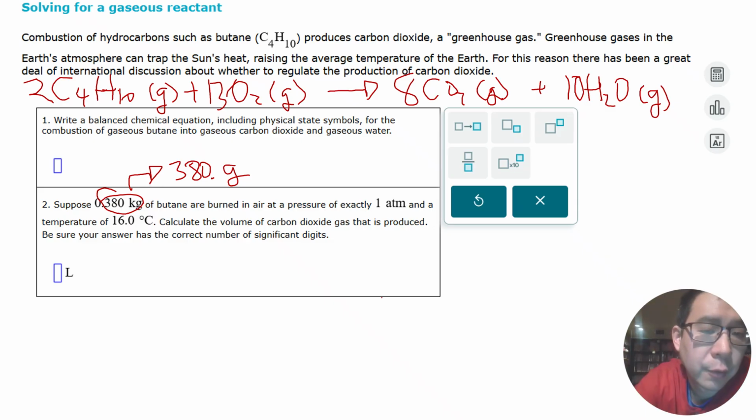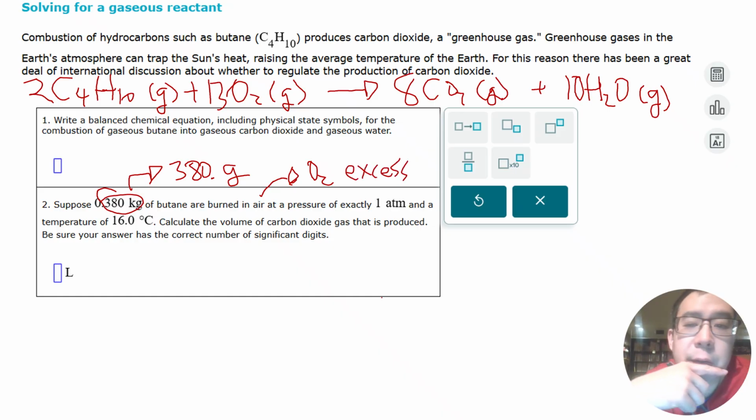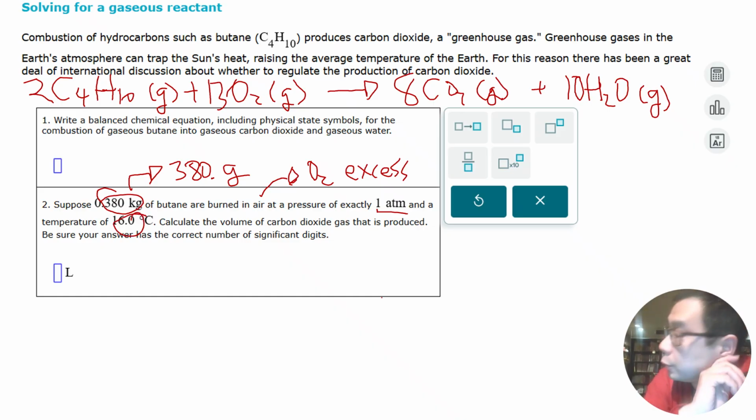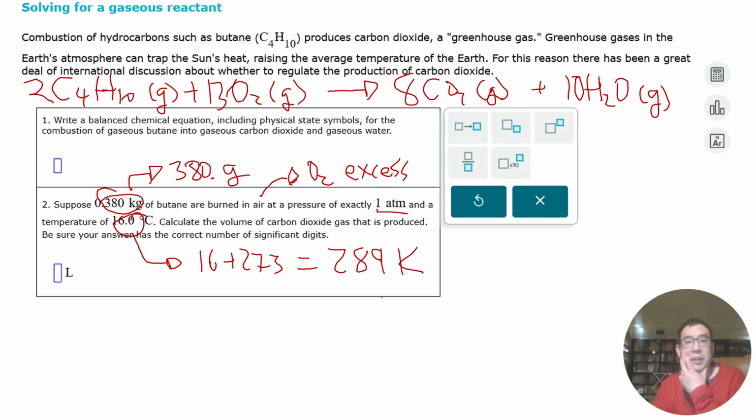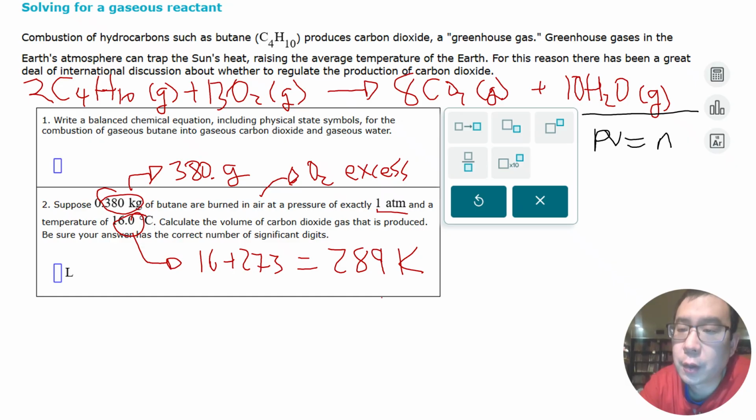The air implies oxygen, and it's probably going to be in excess, right, because it doesn't tell us how much. At a pressure of 1 atmosphere and a temperature of 16, what happens when we see temperature in gases? We have to add 273, and that gives us 289 Kelvin. We have to convert to Kelvin. So find the volume. Okay, so this smells to me like a PV equals nRT problem.